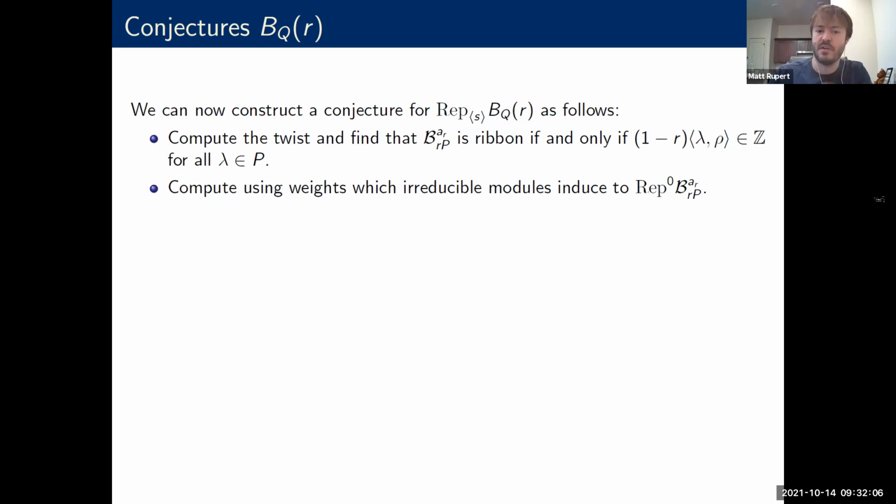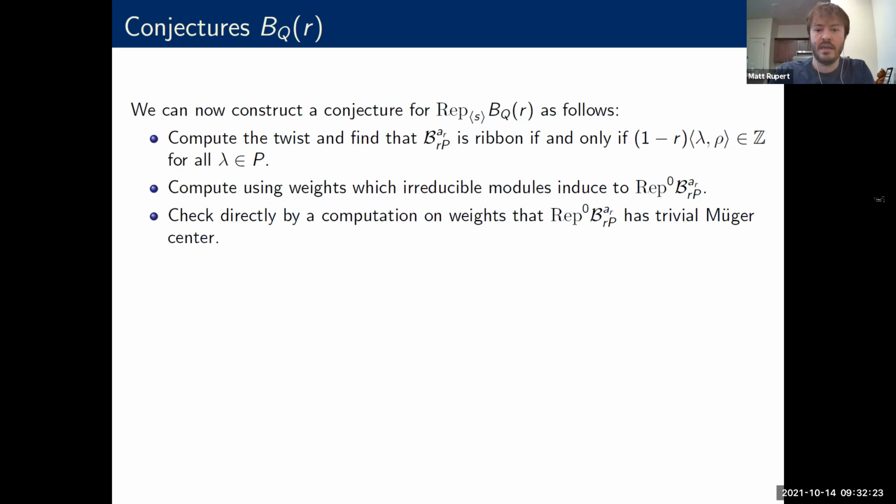We can perform a similar computation on weights to determine which irreducible modules induce to the category of local modules. Sorry, the first point should say that the category of local modules of this algebra object is ribbon if and only if this condition holds. And you can check directly by computation on weights again that this category does in fact have trivial Muger center.